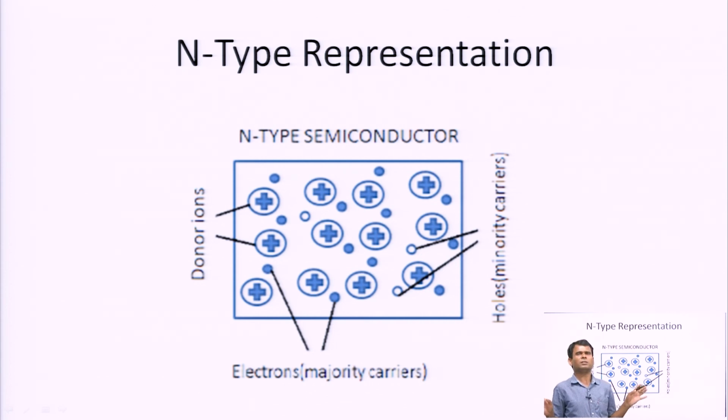So, overall the conclusion is that we dope to increase the conductivity of the pure semiconductor, and after doping the semiconductor is known as an extrinsic semiconductor, and there are two types of extrinsic semiconductor, p-type and n-type. In the case of p-type, holes are in majority and electrons are in minority, and in the case of n-type, electrons are majority and holes are minority carriers.